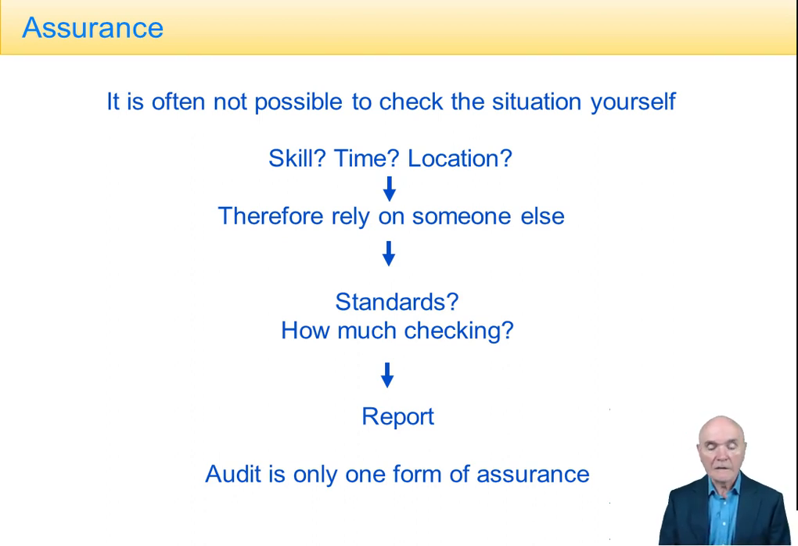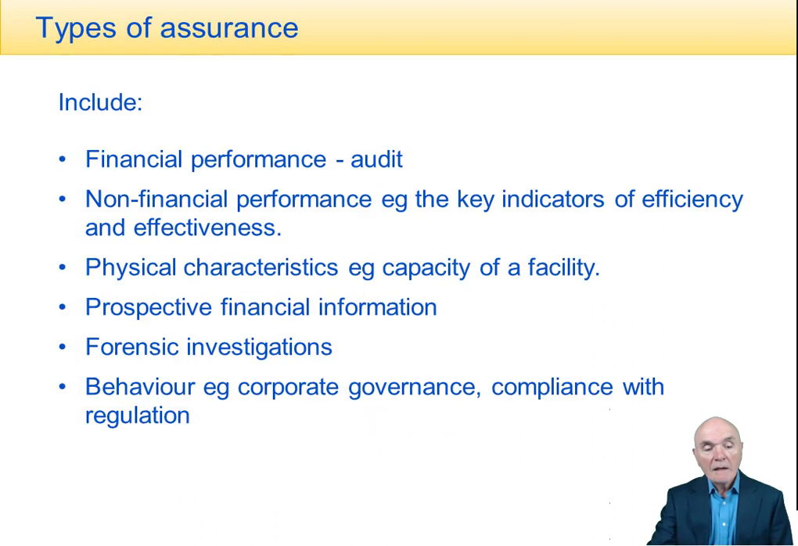And as it says on the slide, audit is only one form of assurance, although probably by far the most important one. Types of assurance, we have financial performance like an audit, non-financial performance, we could be asked to report on efficiency measures and effectiveness and economy, value for money type of audit. It could be the physical characteristics of a facility, perhaps the amount of carbon being emitted or the power consumption in a factory, because environmental and social audits are becoming more and more important as people want to, in a way, show off their corporate social responsibility credentials.